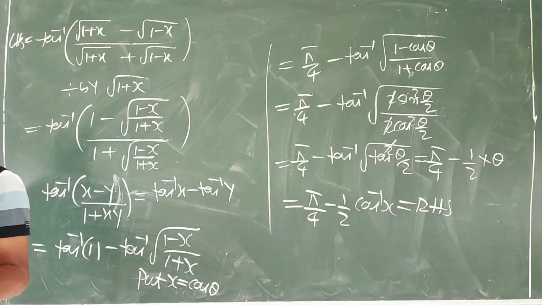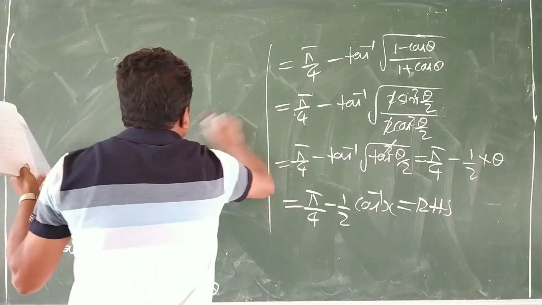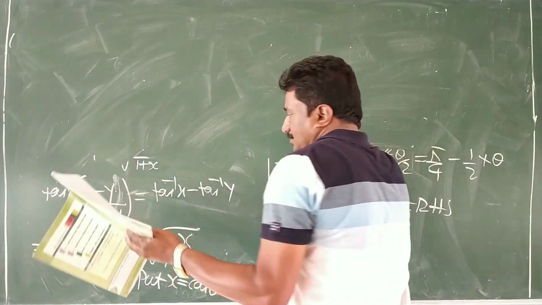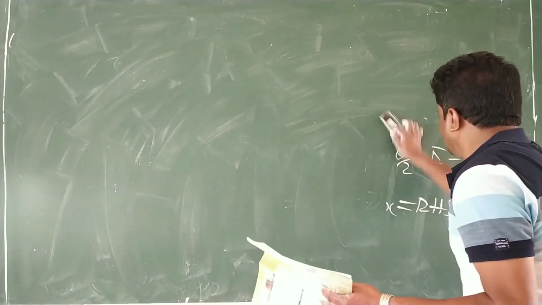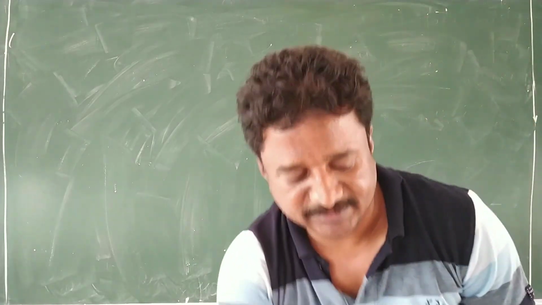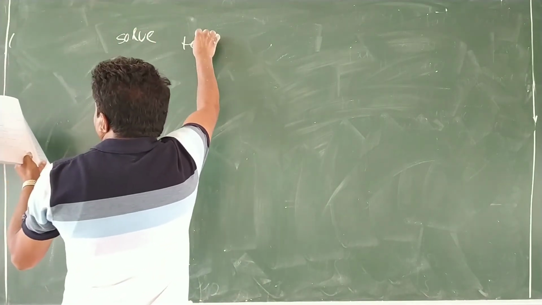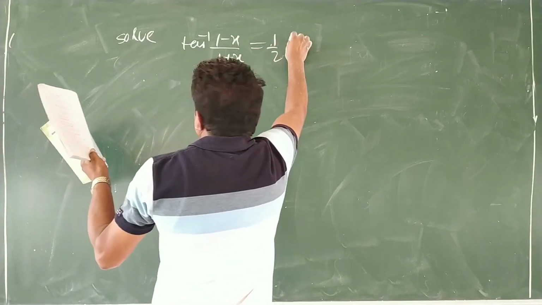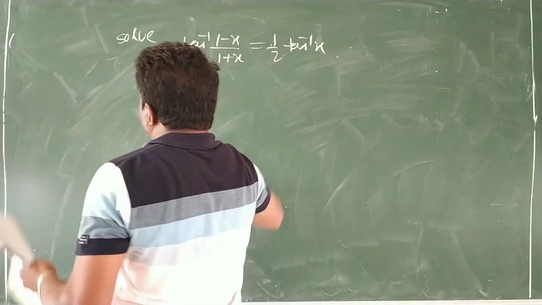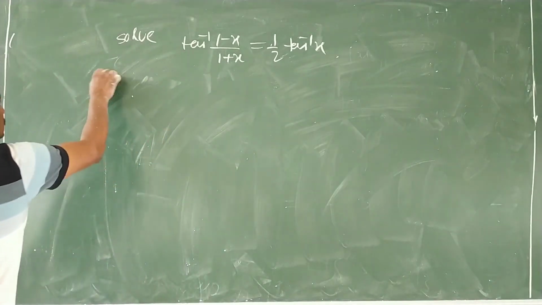Solve for x: tan inverse of (1 minus x) by (1 plus x) is equal to 1 by 2 tan inverse x. Solving this is so easy. Look at this, friends. Solution.